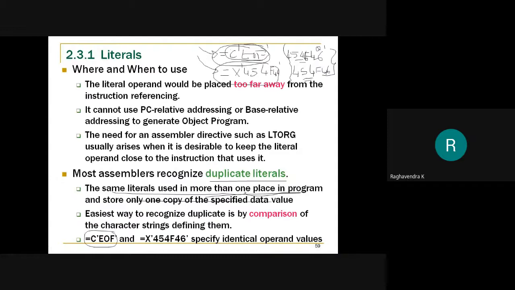But if it is the case I mentioned at the top, C'EOF' and X'454F46', even though these two generate the same object code, they are completely different values. This one is a character and this one is hexadecimal. So obviously both of them are not duplicates, and they will be generated differently. That is how literals handle duplicate values. If they are exact duplicates, it will be generated only once. But if not, they are generated separately by the assembler.